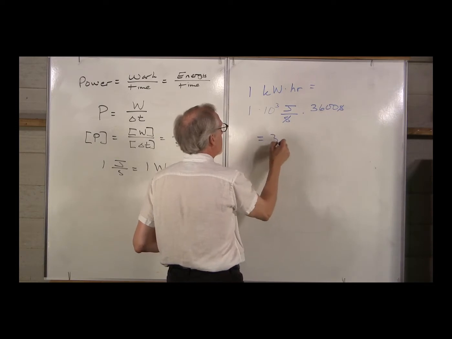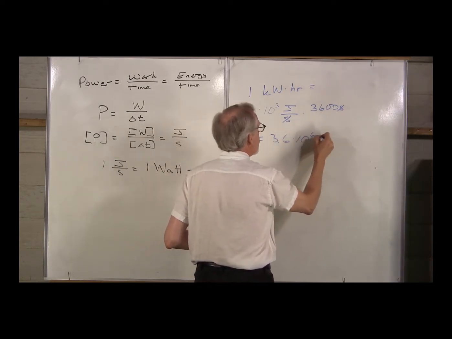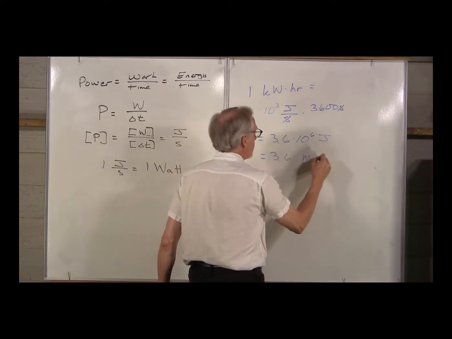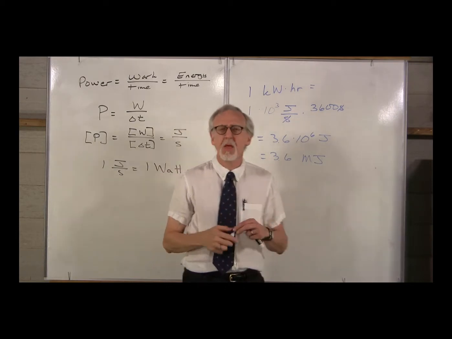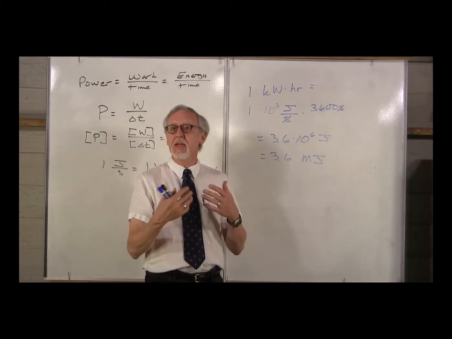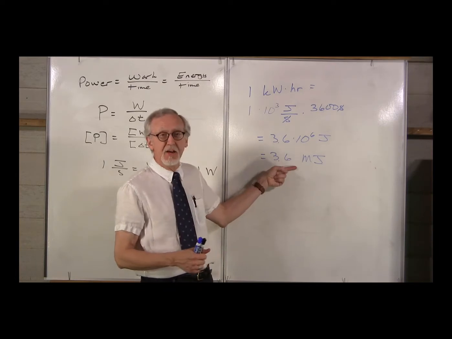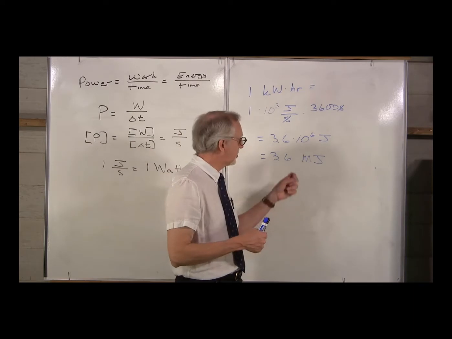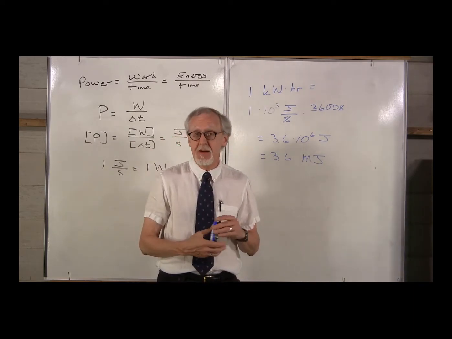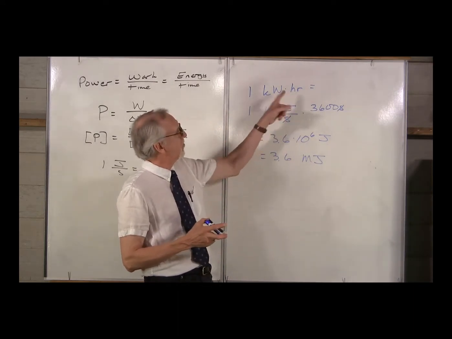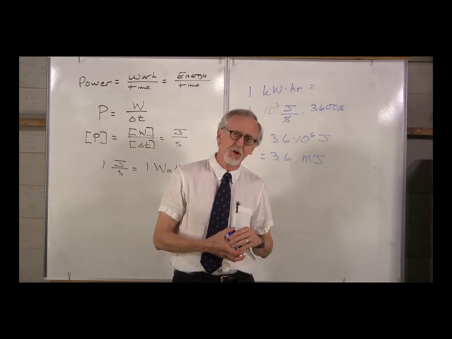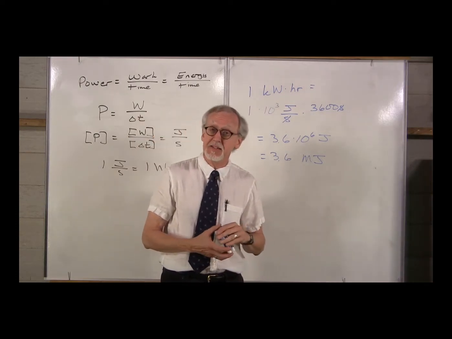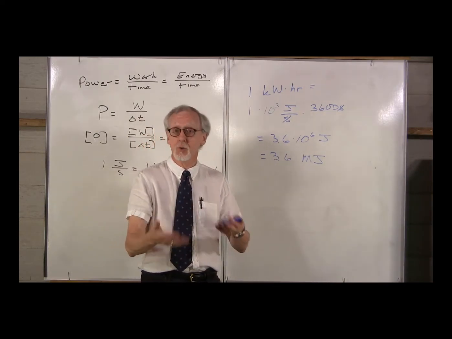Multiplying this all out, what do we get? We get 3.6 times 10 to the 6th joules. In other words, 3.6 megajoules, million joules. So 1 kilowatt hour is an energy, and it's an energy of 3.6 million joules, 3.6 megajoules. So that's also actually a metric unit. It's not the standard form that we would usually think of in terms of, say, just joules, but we can very easily convert it to a standard SI unit, 3.6 times 10 to the 6th joules.